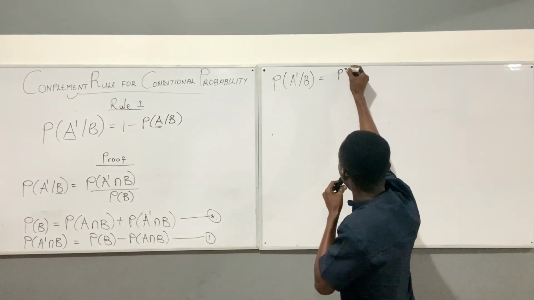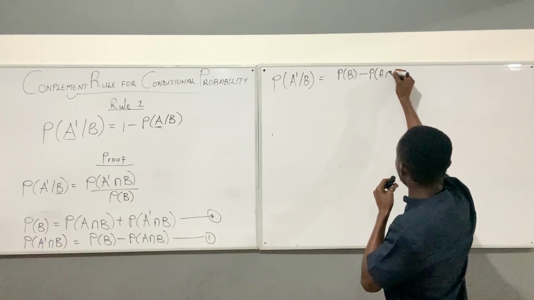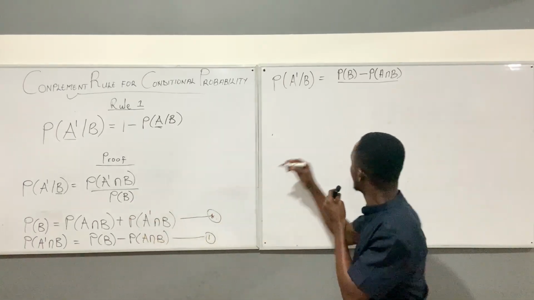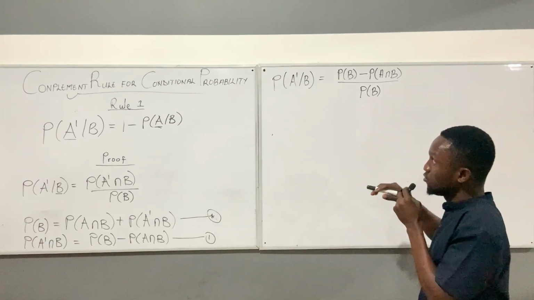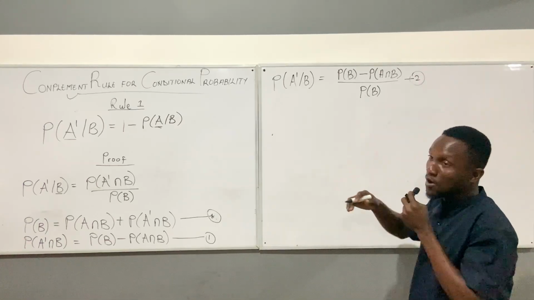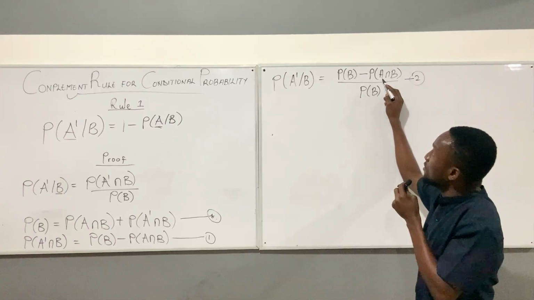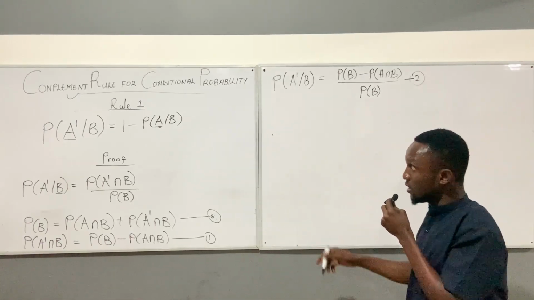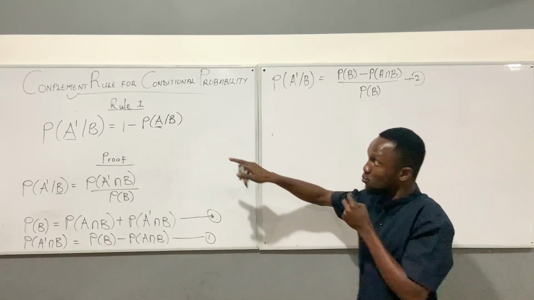We are going to have the probability of B minus probability of A intersection B, all divided by probability of B. Now from here you can also use this formula. Let's label this equation 2. Anytime you are solving a question and you know the probability of B, and you know the probability of A and B occurring together, when you use this formula you can solve the question. Either you use this or you can apply the other one, it will work. But we are trying to prove what we have here.